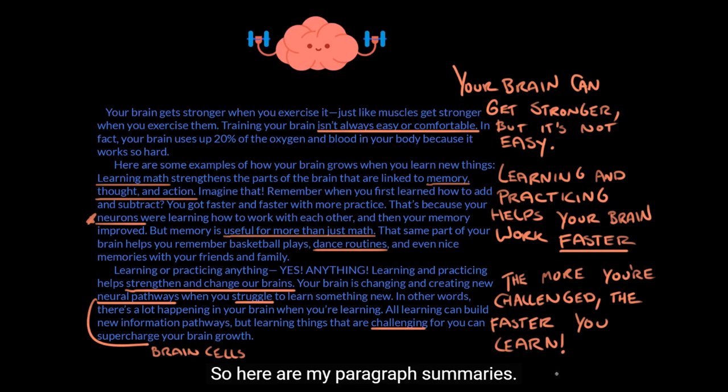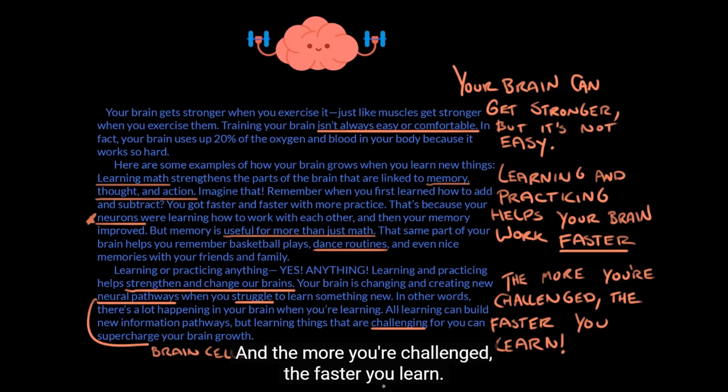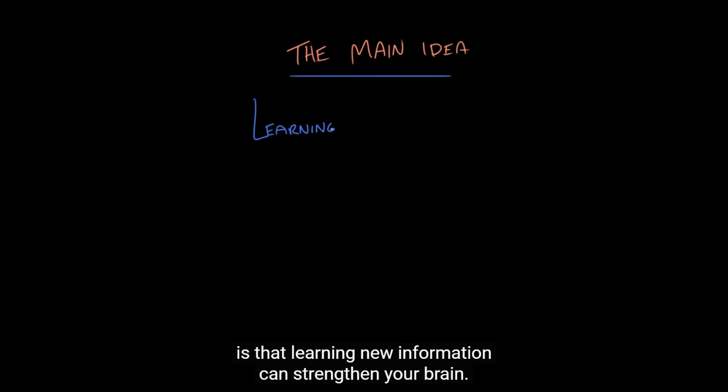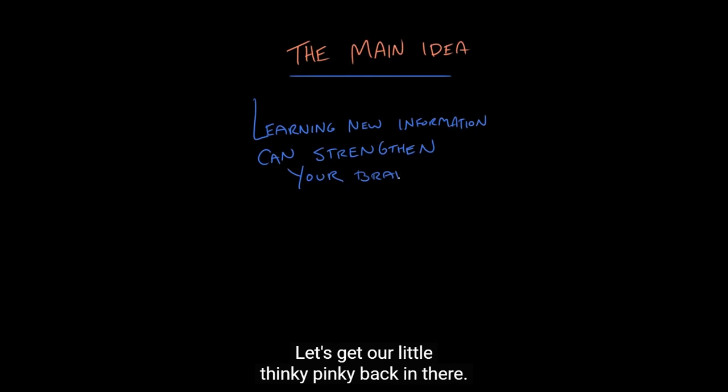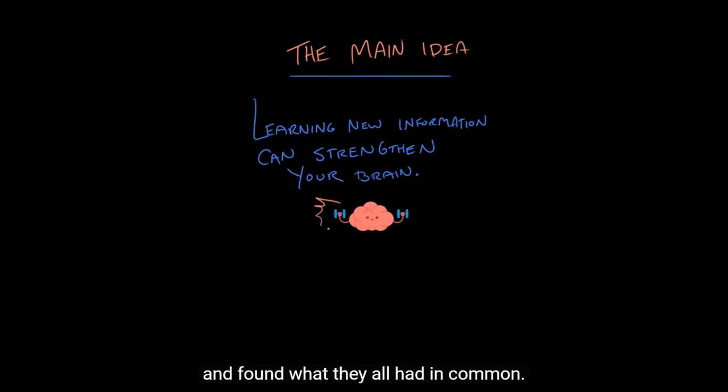So here are my paragraph summaries. Your brain can get stronger, but it's not easy. Learning and practicing helps your brain work faster, and the more you're challenged, the faster you learn. Putting those three things together, I would say that the main idea of this passage is that learning new information can strengthen your brain. Let's get a little thinky pinky back in there. What I did was I took something from each paragraph and found what they all had in common.